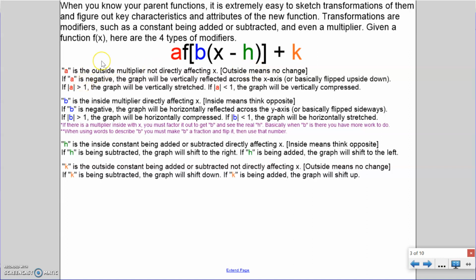If a is negative, the graph will be vertically reflected across the x-axis, meaning it's going to be flipped upside down. If the magnitude of a, meaning the absolute value of a, is greater than 1, we don't care about the sign because the negative is just for the reflecting across the x part. So if a is bigger than 1, even if it's like say negative 9, we say 9, the graph will be vertically stretched. If the absolute value of a is less than 1, the graph will be vertically compressed.